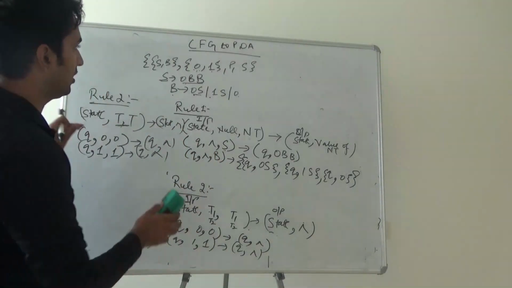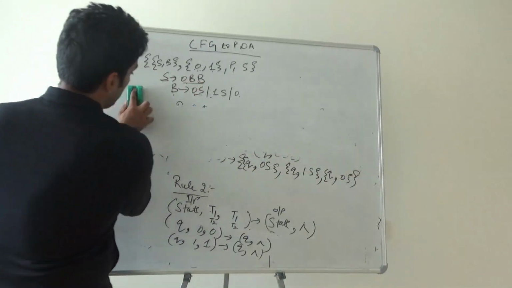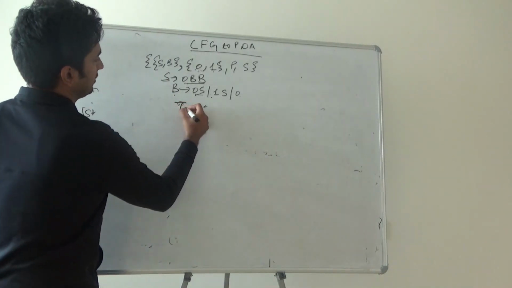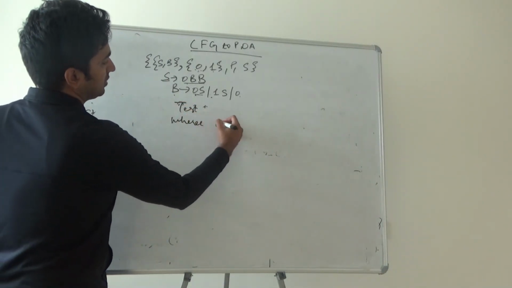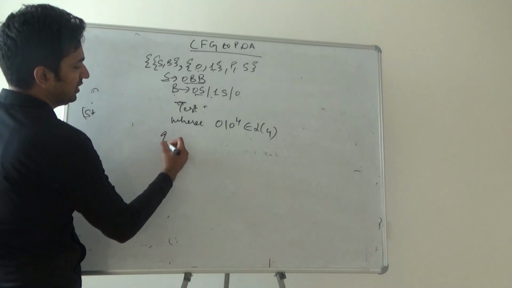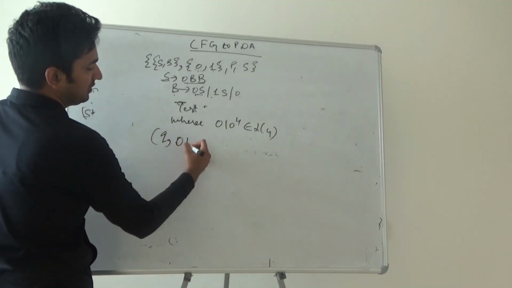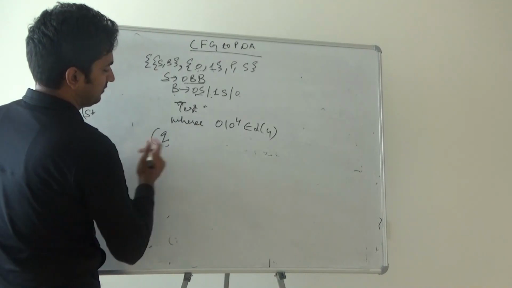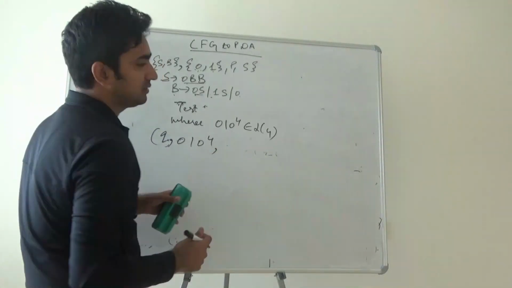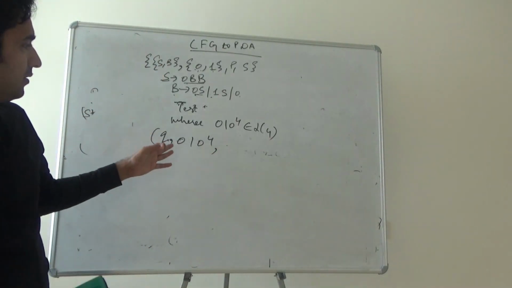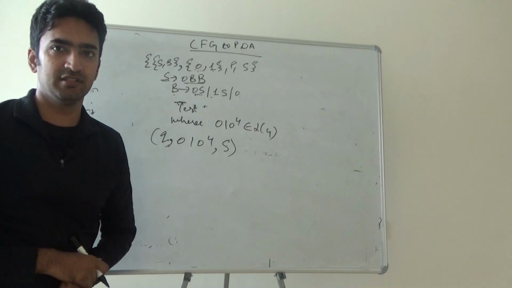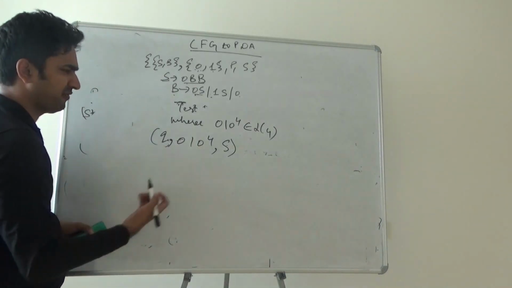So importantly, there can be this kind of question also: test whether 0 1 0 power 4 belongs to this language or not. It's very simple. We have Q, we have the string 0 1 0^4, and we have a particular starting symbol. We just have to check whether this belongs to this language or not. We just have to find the appropriate rule.